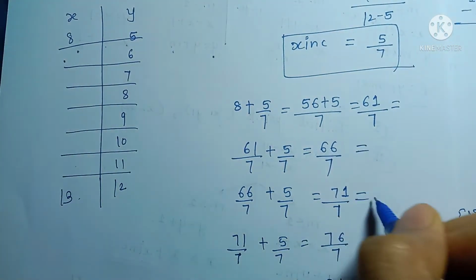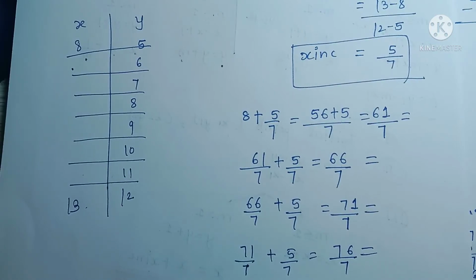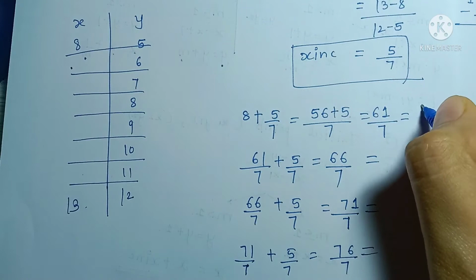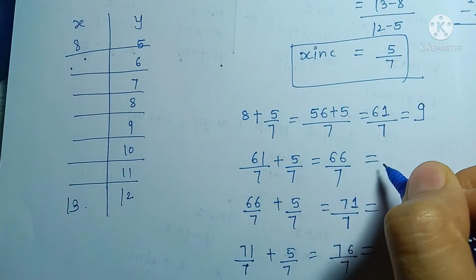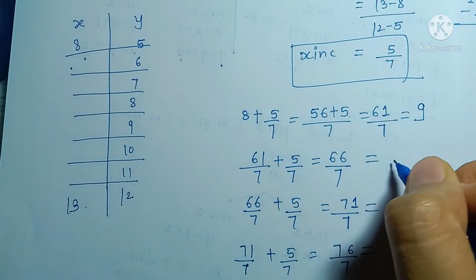First we have to write it in decimal and then we have to round it off. So 61 upon 7, I will directly write the integer value, that is 9. You can write it in points because in previous questions we solved it by points. I will directly write the decimal values.